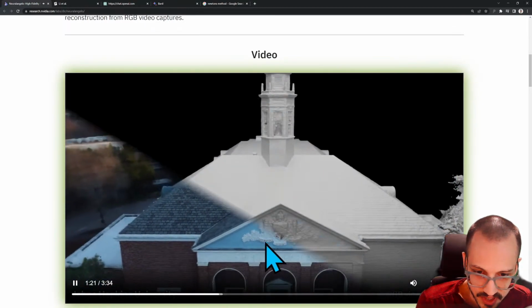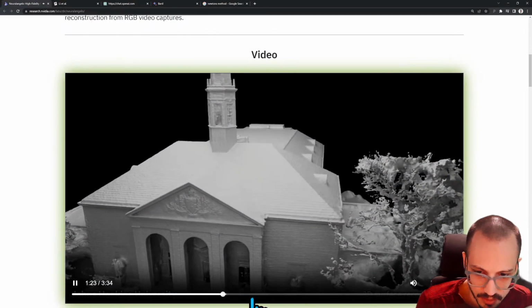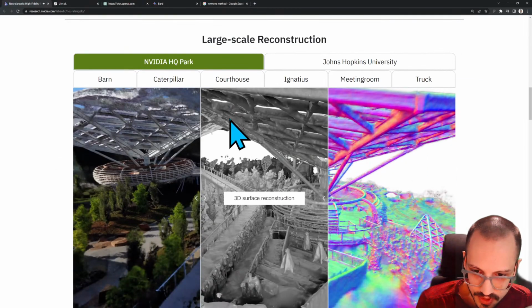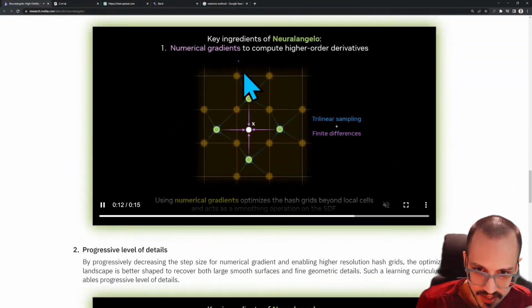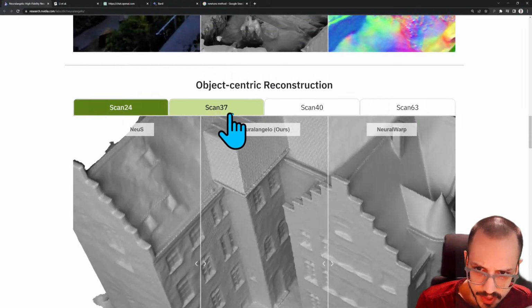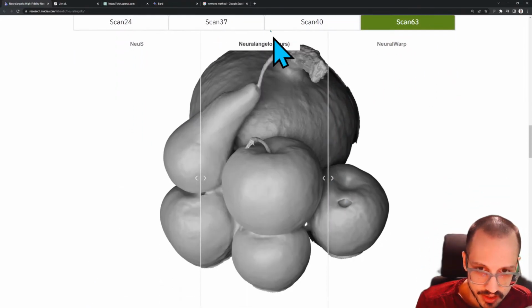I don't know what this is. Veritas Libert. I think this is the Harvard building. I don't know. Oh, okay. These are really cool. Yeah, I like these. We'll go back to these when we're looking at the math. But here they have some comparisons to a couple different approaches.